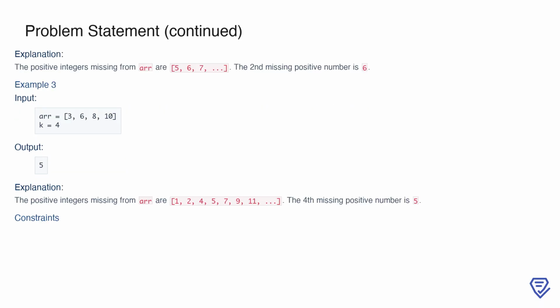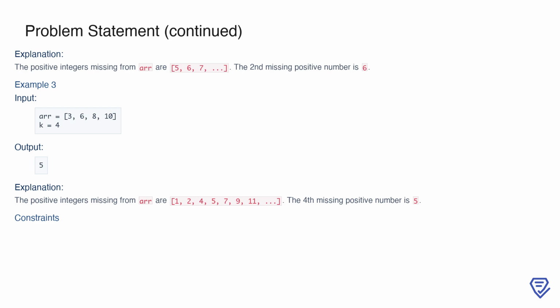Now let's look at another example to further solidify the concept. Suppose arr is 3, 6, 8, 10, and k is 4. The missing integers here are 1, 2, 4, 5, 7, 9, 11. The fourth missing number in this sequence is 5. This example demonstrates how gaps can occur both before and between the elements of the array. It also highlights that the Kth missing number could appear well before or after the range covered by the values in arr. To solve the problem, we need to carefully track these gaps and identify the position of the Kth missing number.